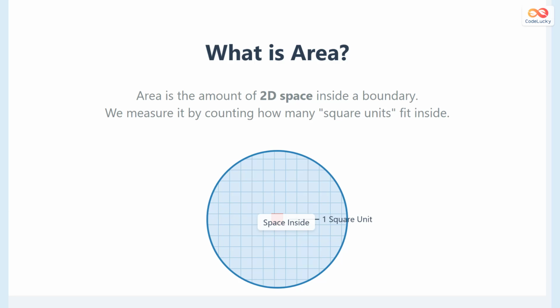So, what exactly is area? Area is the measurement of the two-dimensional space inside a boundary. Imagine filling the circle with small squares. The area represents the total number of these square units that can fit inside the circle.